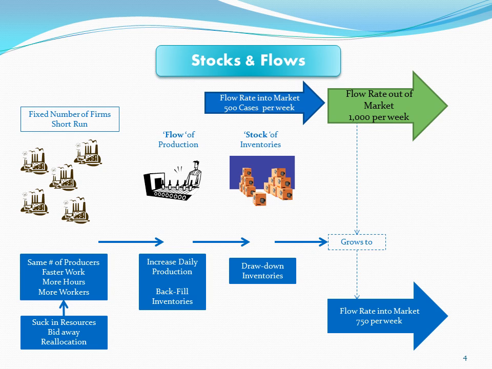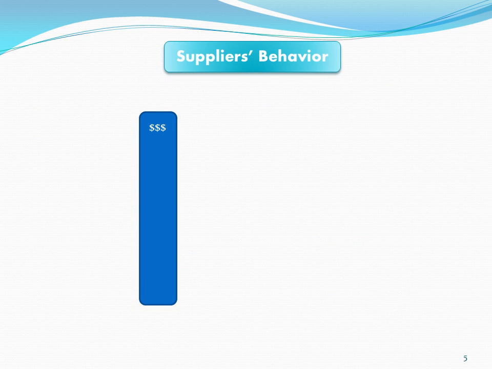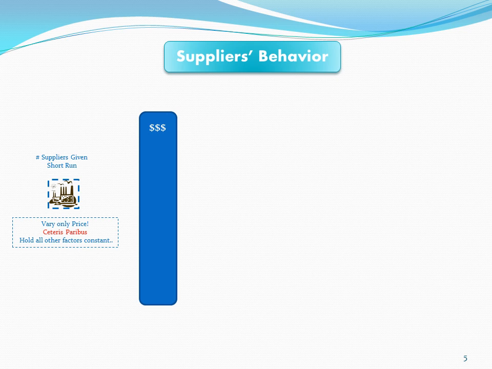Let's take a picture of this. Okay, let's look at supplier behavior when we're adjusting price only, ceteris paribus, and we're holding all other factors constant.